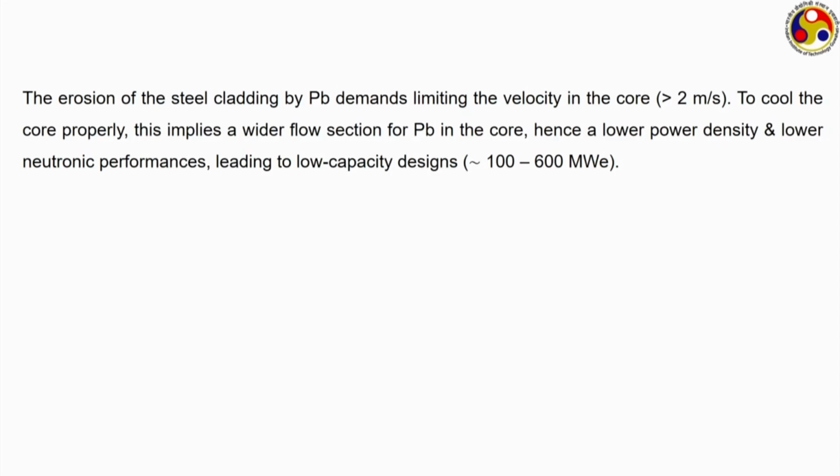And therefore, to cool the core properly, we need to go for a much wider flow section. As we are going for a wider flow section, in order to allow the required mass flow rate of lead so that it can take the power output, the total power density and hence the neutronic performance becomes poor, leading to low capacity designs compared to PWRs and BWRs. This capacity is quite low, or I should say mostly compared to SFRs, this capacity is a bit low.